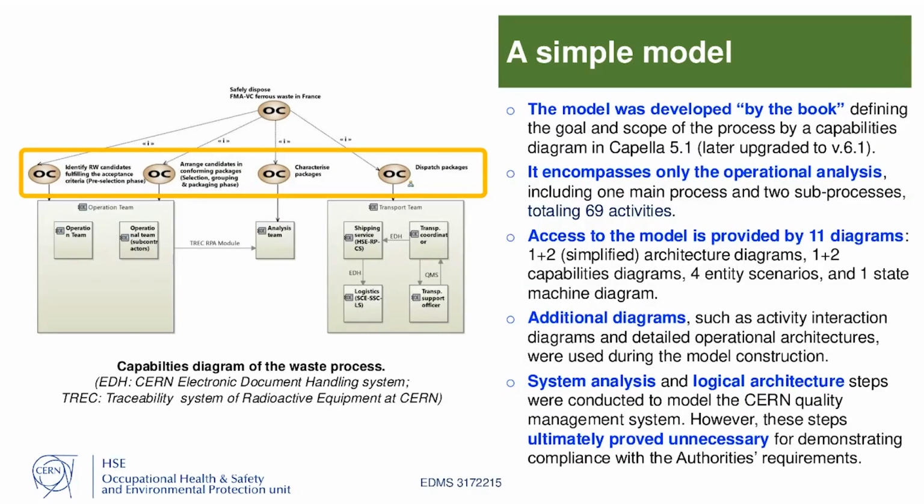The model that I built was developed by the book, defining by a capability diagram, first of all, the goal, then subdivided into objectives for my process. I developed it in Capella 5.1, then I upgraded to 6.1. Now you have even version 7.